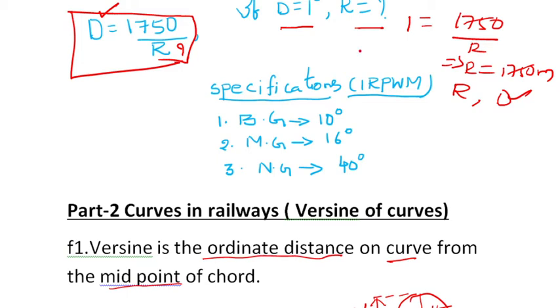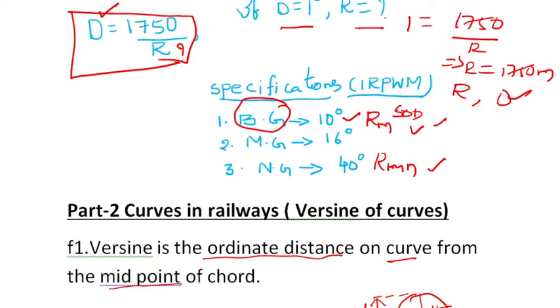Right? So now, let us see one more concept. Okay, specifications. On broad gauge route, the maximum degree that was allowed was 10, on meter gauge route 16 degrees, and on narrow gauge route 40 degrees. This was taken from IRPW, Indian Railway Permanent Way Manual and SOD. If you see this, degree was increasing from broad gauge to narrow gauge, which implies radius is maximum here and radius is minimum here. So here the vehicle can be moved safely at higher speeds compared to narrow gauge routes.